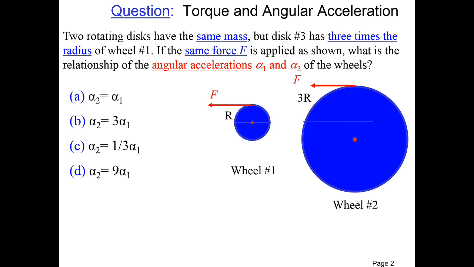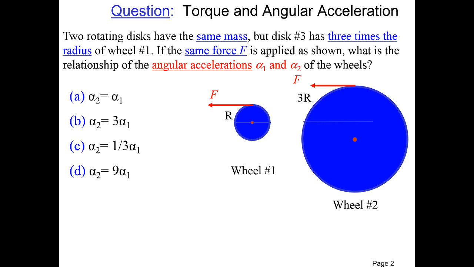First let's consider the torque. The torque is the lever arm crossed with the force. The lever arm of wheel 2 is 3 times larger than wheel 1. The forces are the same, and the angles are the same. So the torque on wheel 2 must be 3 times larger than the torque on wheel 1.